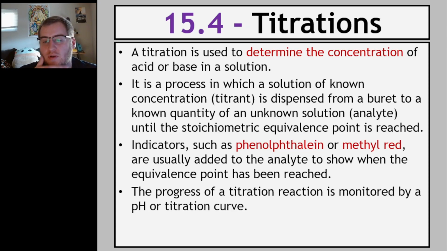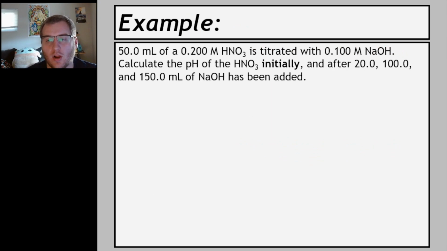The progress of a titration reaction is monitored by a pH or titration curve. Okay, so here we are going to look at an example. The reason we're doing this example, it's going to be kind of long, it's broken into 4 different parts here, is to see how our titration progresses as we add more and more of our base to it.